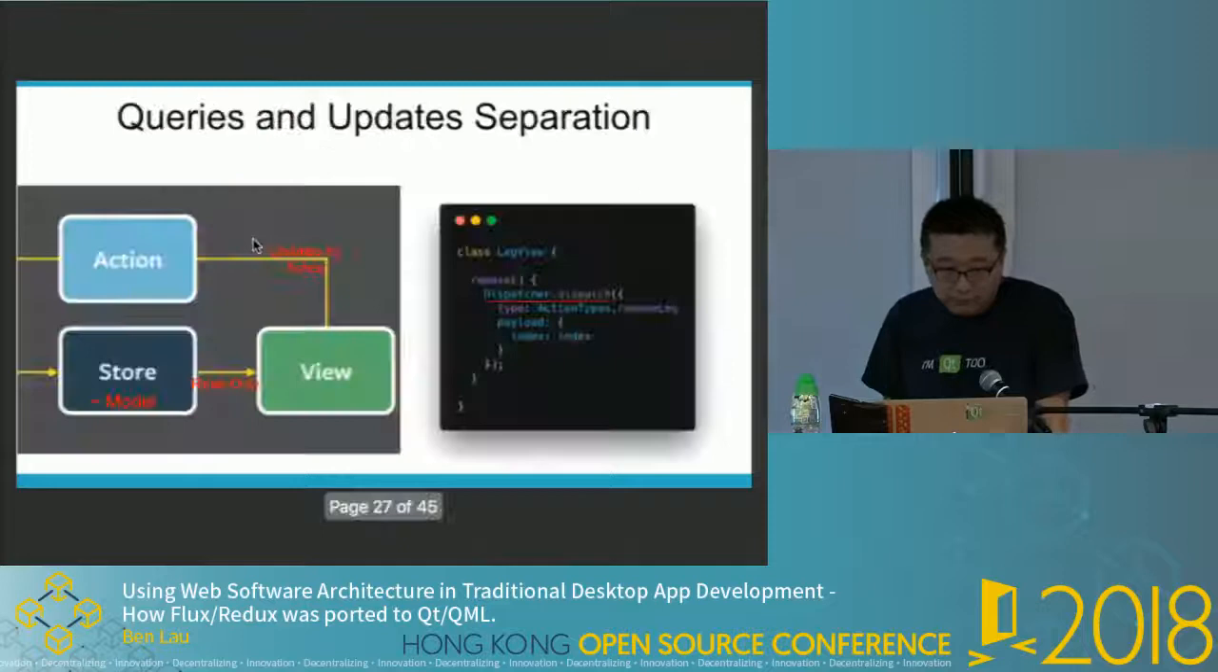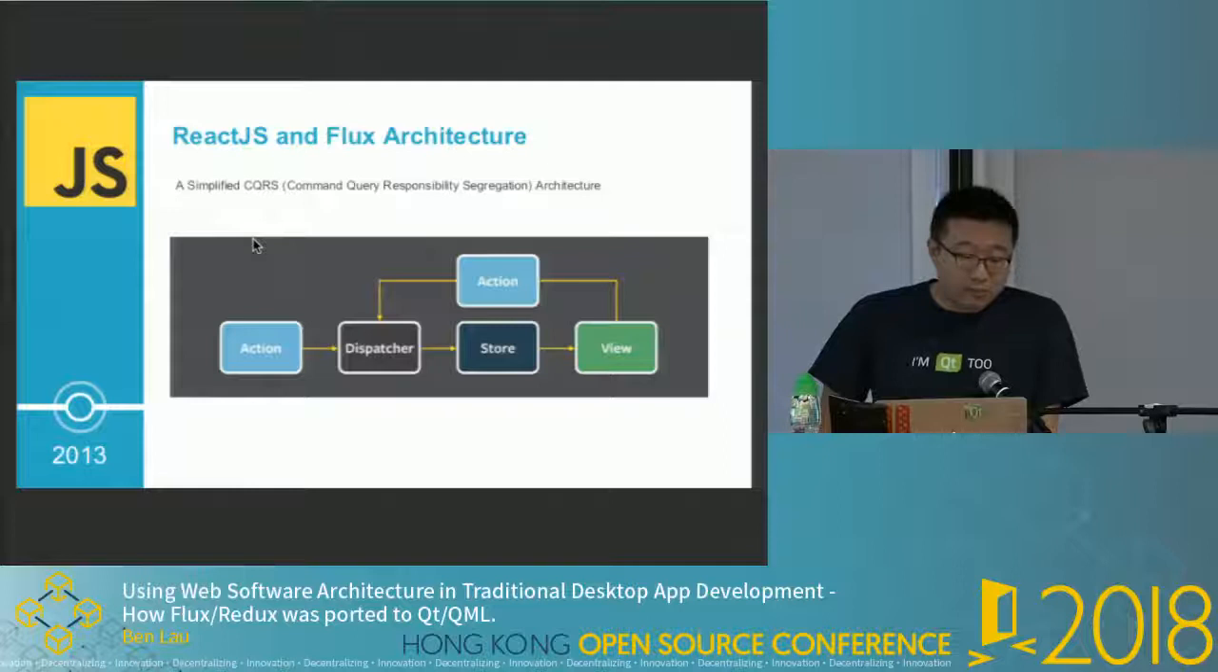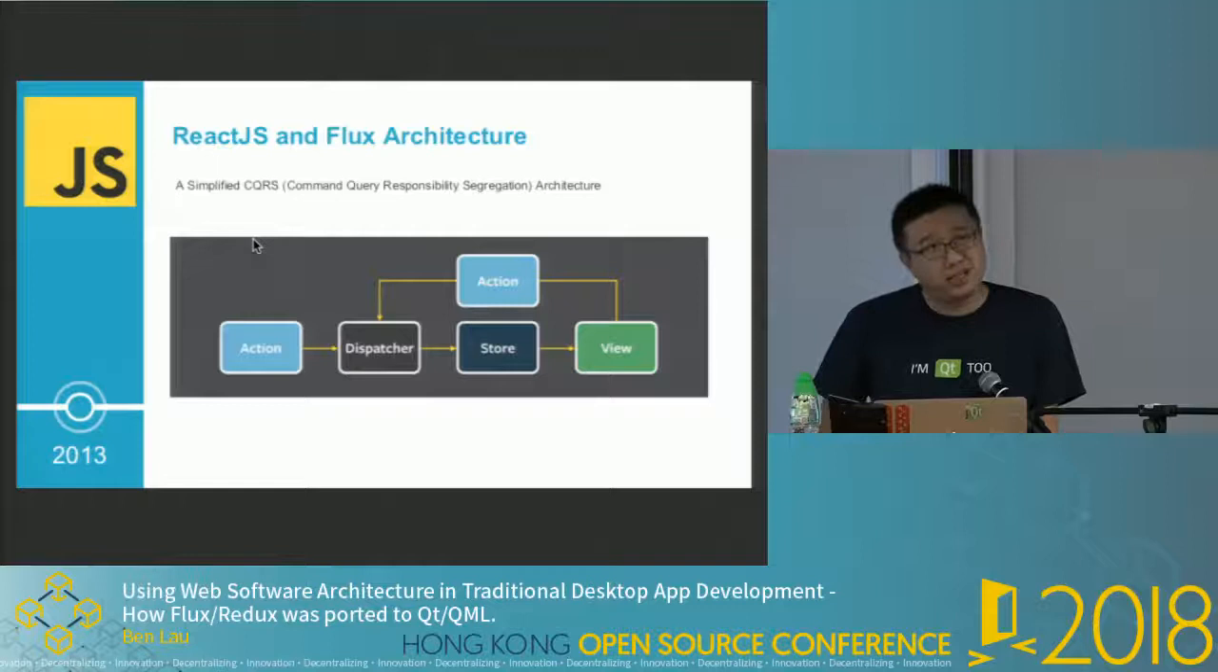So in 2015, Facebook created a framework called React. At the same time, they proposed a new architecture called Flux. For me, Flux is not really a new idea. There is an architecture design called CQRS, which has been mentioned for many years already. I can't remember which year it was raised.